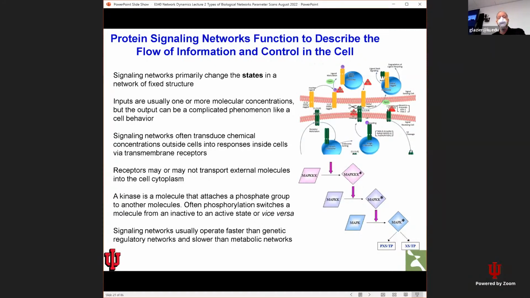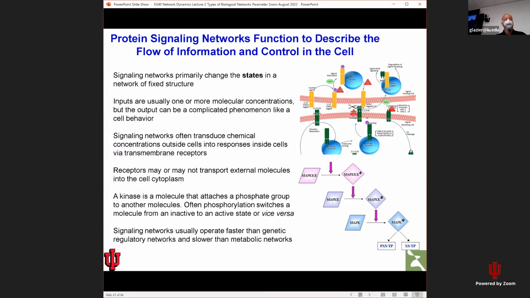So again, when we're talking about signaling networks, typically we're going to assume that the components of the network are there. The amount of each one or the concentration of each one can change in time. Its state can change in time. But whether the molecule is present or absent is not going to be changing during the period we're doing the study of.